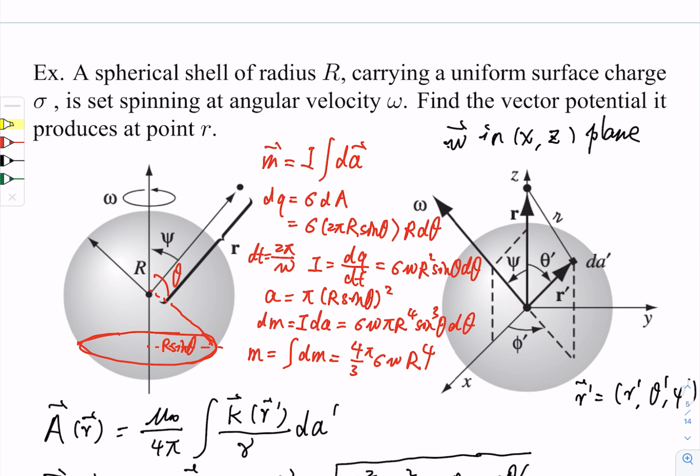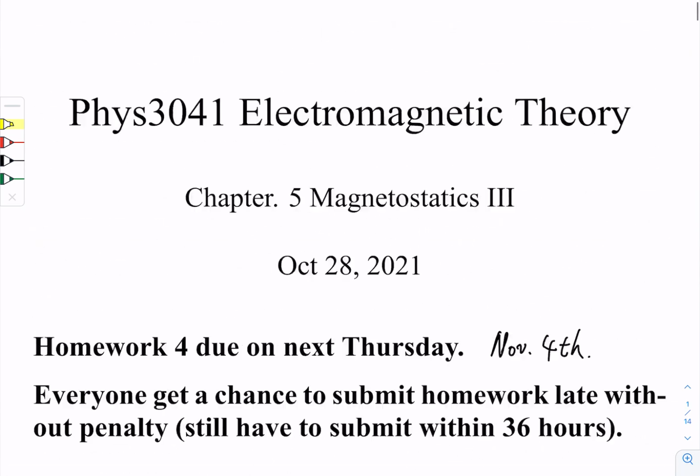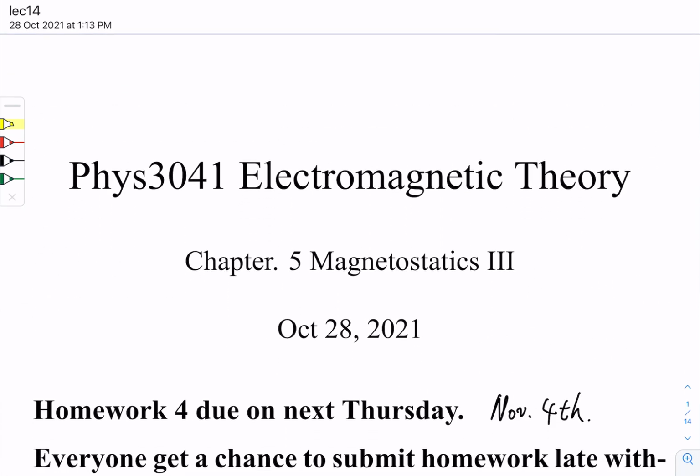Okay, so now we've completely finished chapter 5, right? This means that our description of magnetostatics is already complete in the vacuum. So in the next lecture, we will start chapter 6, which discusses the magnetic field and its interaction with media, just like what we discussed about the electric field in media. Okay.